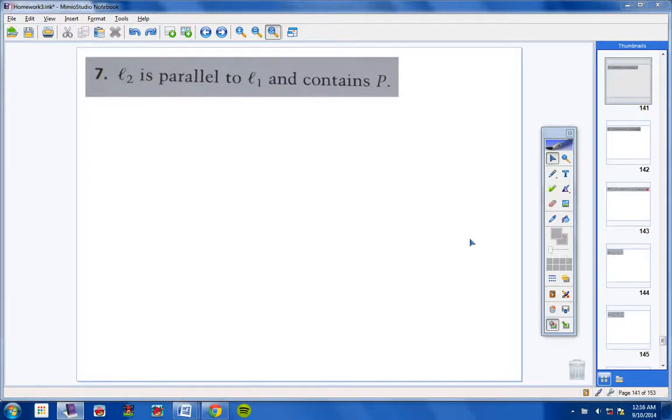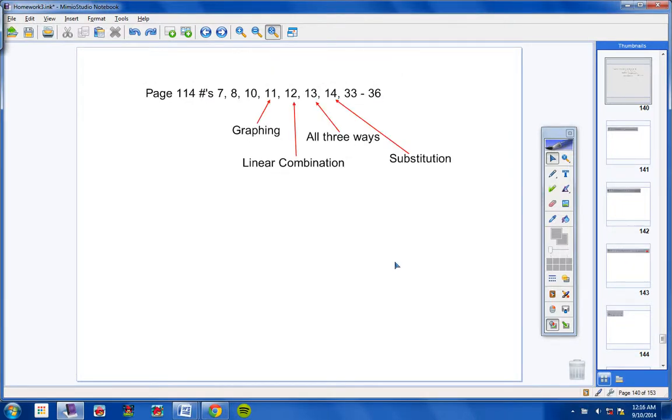Page 114: 7, 8, 10, 11, 12, 13, 14, and 33 through 36. Let's go ahead and get started with number 7 and 8.